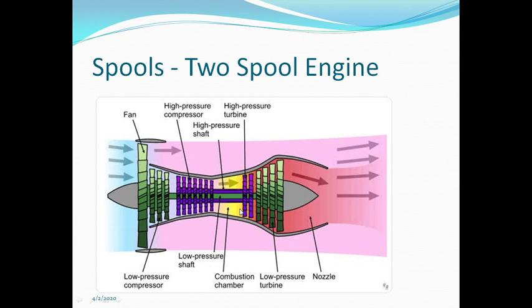Basically, here the purpose of having different spools is that we will have different speeds. So this will run with one speed, and this will run with another speed. We call them the N1 and N2 speeds. So this is more useful for the effective running of the components.